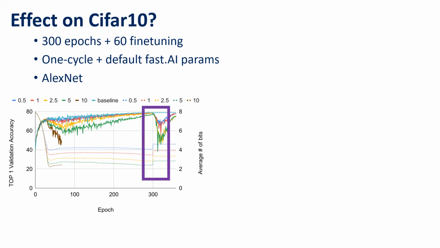At epoch 300, we round up all Bitlengths and continue training for another 60 epochs. At this point, we see a noticeable accuracy drop. By the end of fine-tuning, we recover almost all of the lost accuracy.